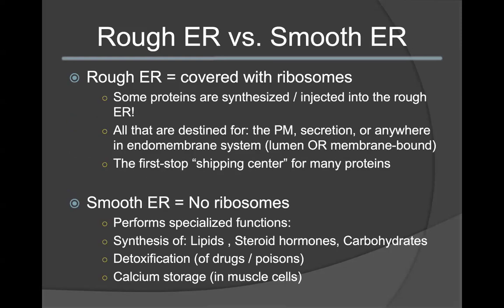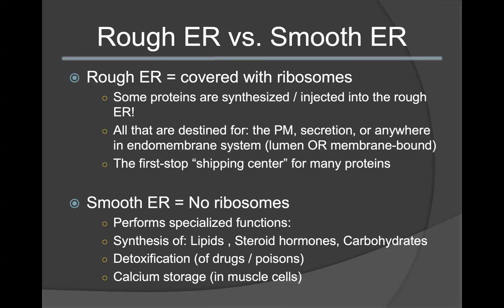There are two different types of endoplasmic reticulum, rough and smooth. They differ with respect to structure and function. The rough ER is covered with ribosomes. Some of the proteins that are going to be synthesized or injected into the rough ER are going to be created by ribosomes that are bound to the ER.